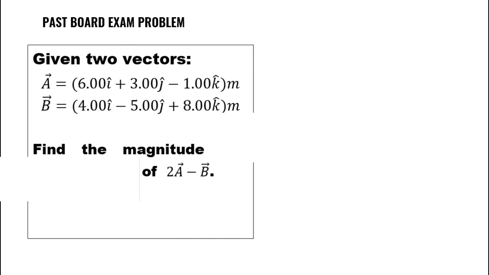So in this next problem, guys, we have given two vectors a and b. For a, you have here 6i plus 3j minus k. And for vector b, you have 4i minus 5j plus 8k. So here, guys, what we are looking for is the magnitude of 2 vector a minus vector b.